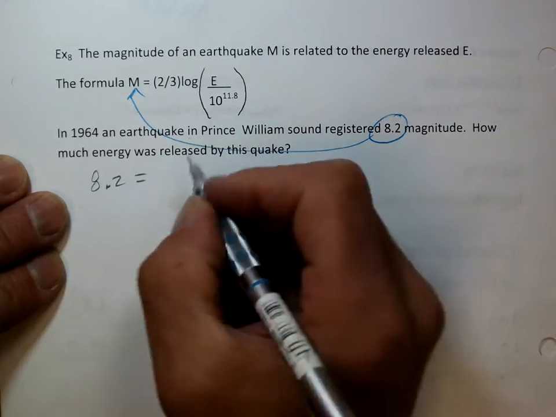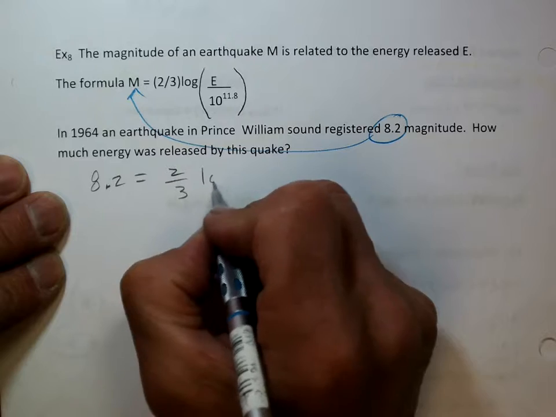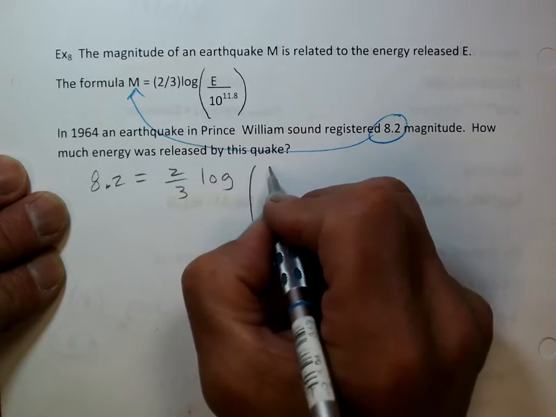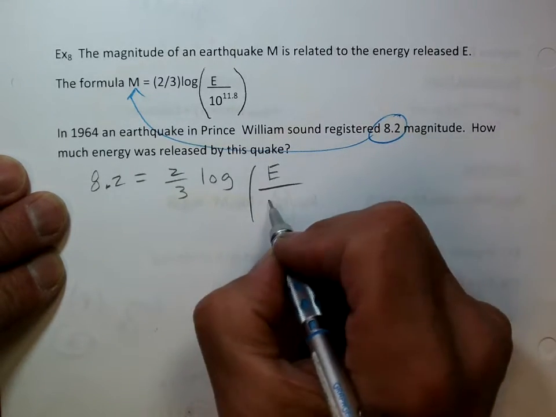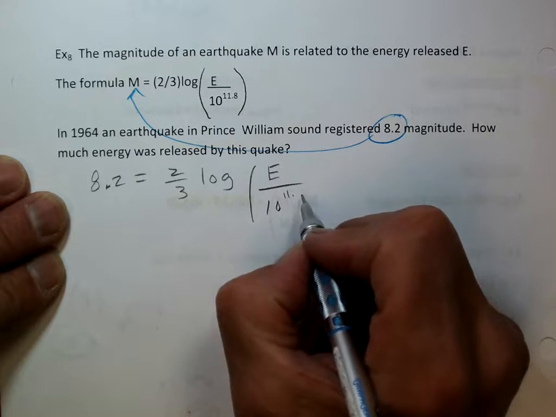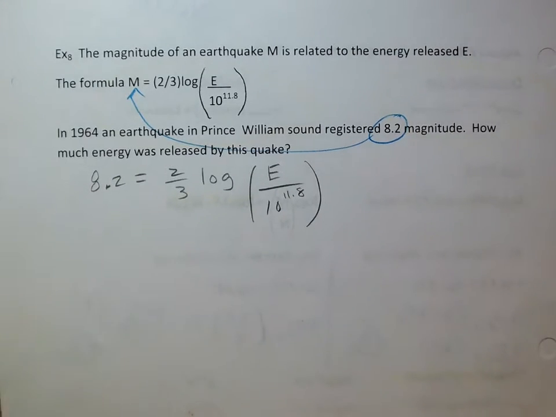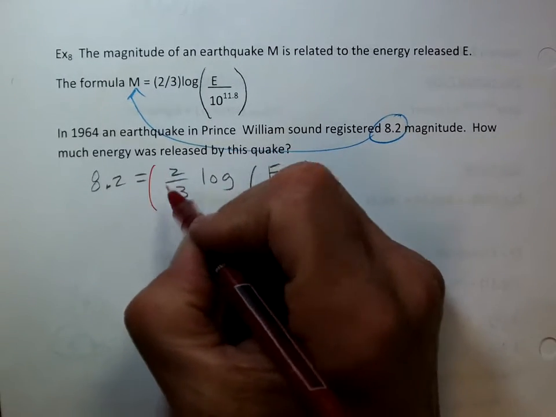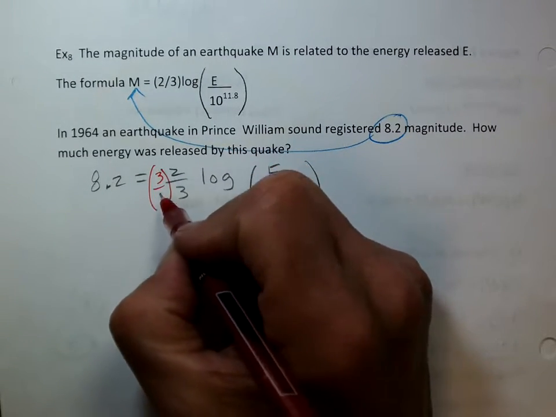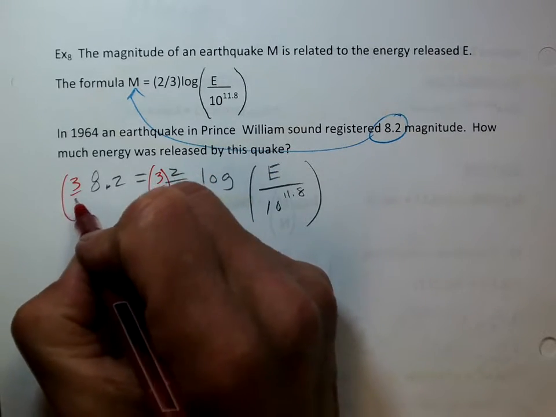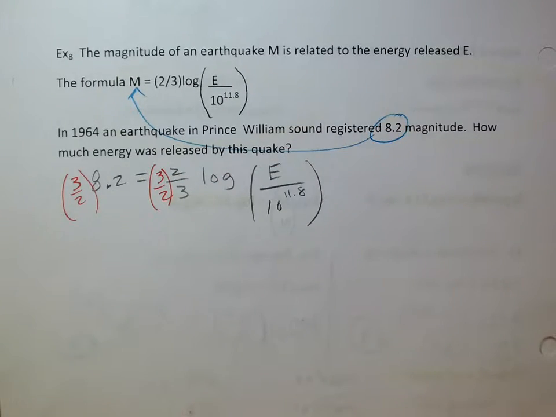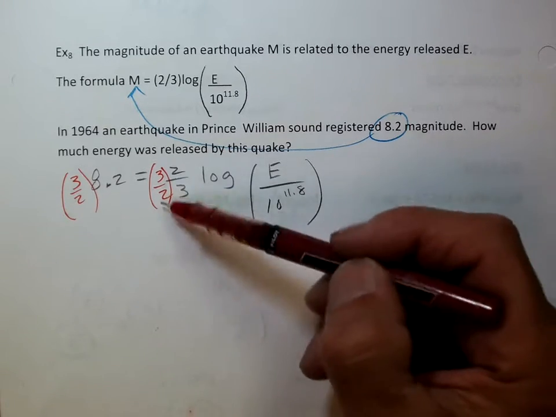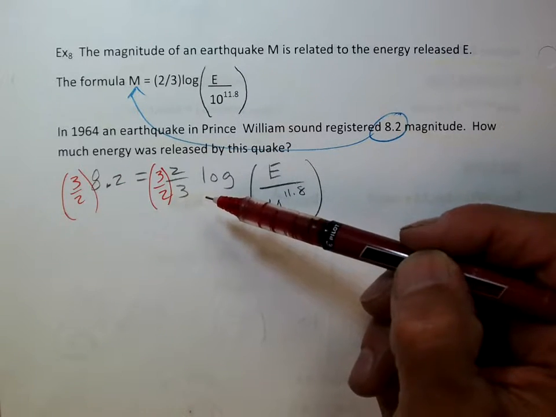8.2 is equal to 2/3 log of E over 10 to the 11.8, okay? You okay with what I've done? Now we've got to somehow solve for E. Let's do the easy stuff first. The easy step would be to multiply by 3 over 2 first. Everybody agree that'll get rid of the 2/3? So if I multiply both sides by 3/2, that'll get rid of the 2/3.